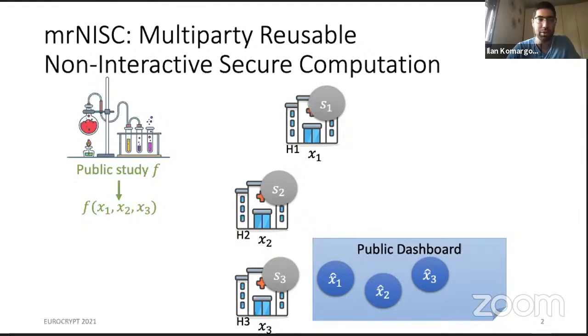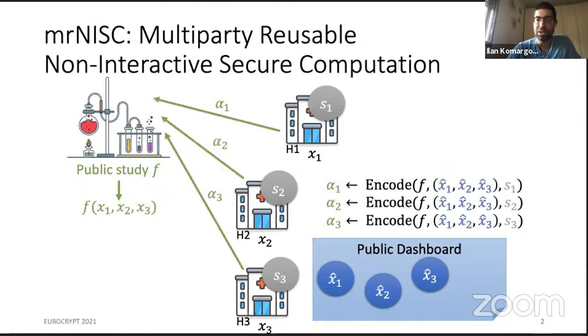We want to be able to compute this function by sending just one single message from each hospital to some public evaluator. And that public evaluator will be able to compute the function f, based on these 3 public messages, along with the public commitments to the inputs. So this is a version of 2-round MPC, but we want to do a little bit more.